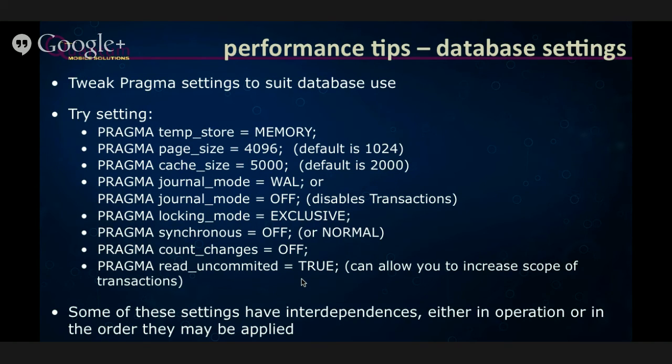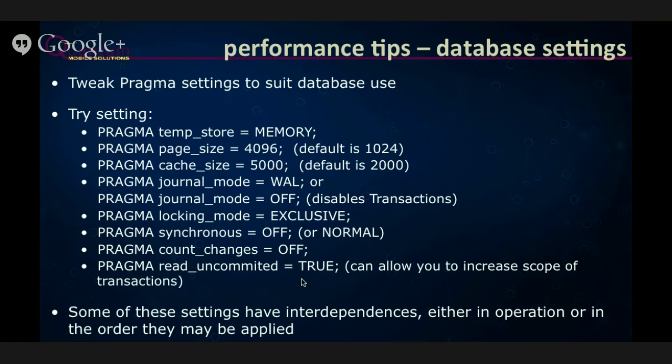You can set synchronous to off or normal. Count changes: how many changes have happened to a table? Well, every time there's a change, it's going to be maintaining that information. You can turn that off. And you could set read uncommitted to true, which can allow you to increase the scope of your transactions, and that might help.